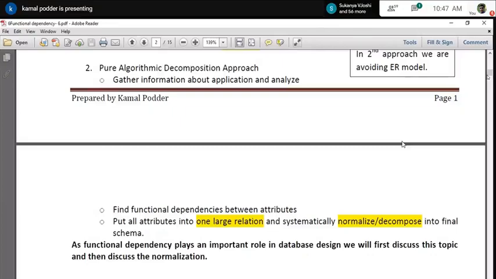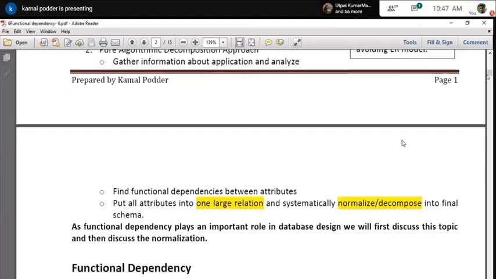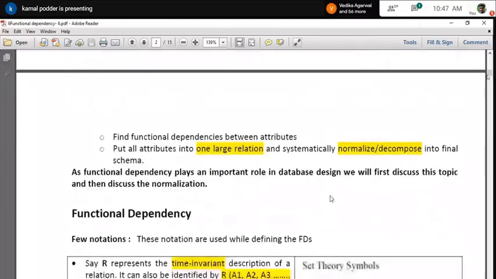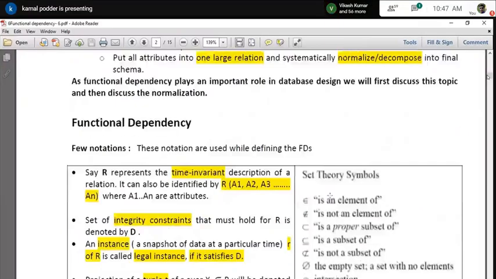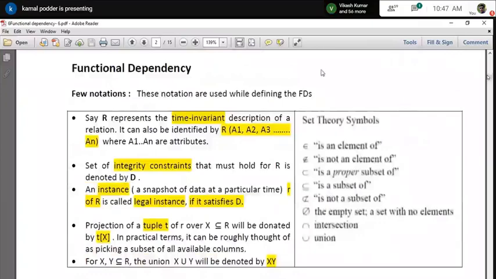Maybe from the big fat table, you create 2-3 tables, then take each individual table, try to understand everything, and if there is another chance, divide it again. In this way, you ultimately break down everything and reach the final schema. Okay, this is another approach. So functional dependency plays an important role in database design. That is the reason we need to understand functional dependency well.